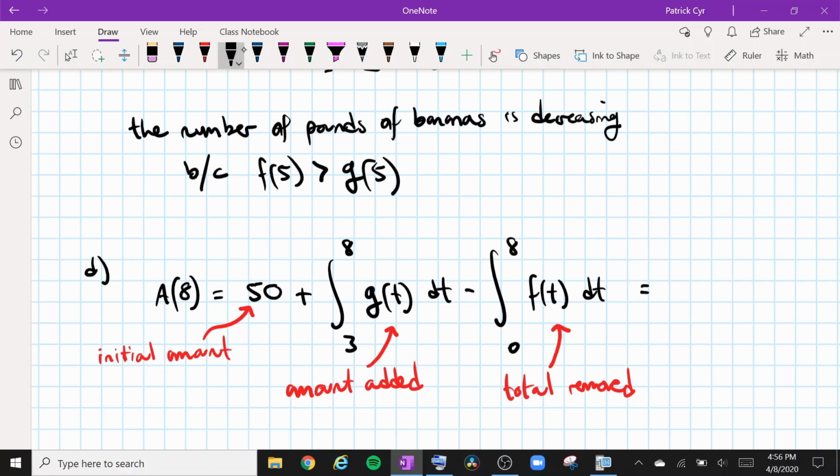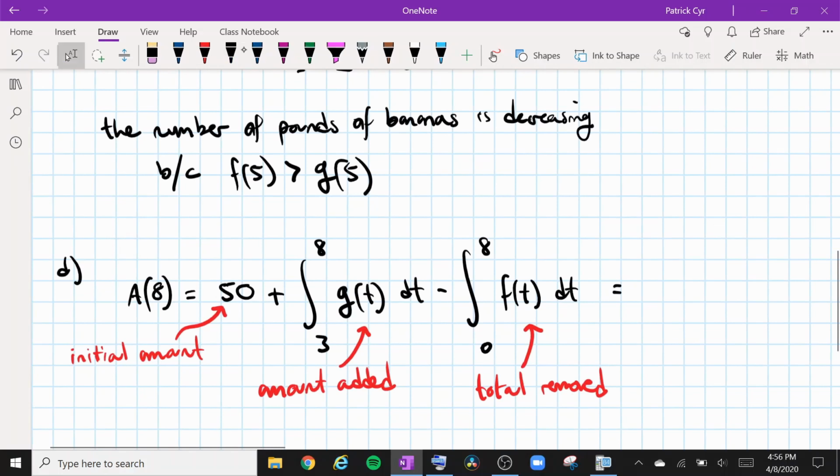Again, I'm going to save time. We're just going to plug this directly in the calculator. But if you plug it in correctly, which in itself can be a little tricky, you should get 23.347 pounds of bananas.